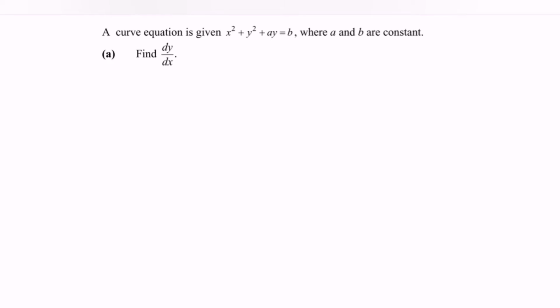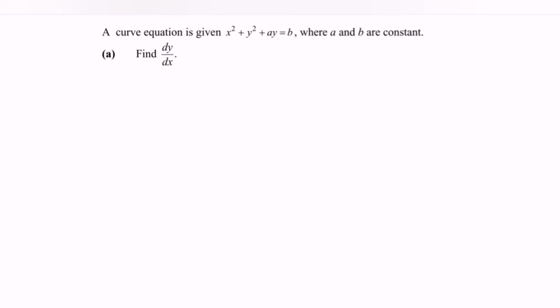Hello everyone. In this video, we are going to discuss the topic differentiation. A curve equation is given: x squared plus y squared plus ay equals b, where a and b are constants. Question A, find dy/dx. So we are going to differentiate the function with respect to x.